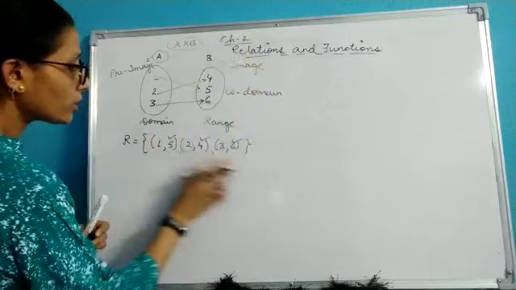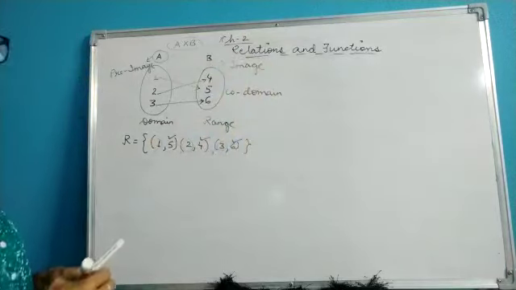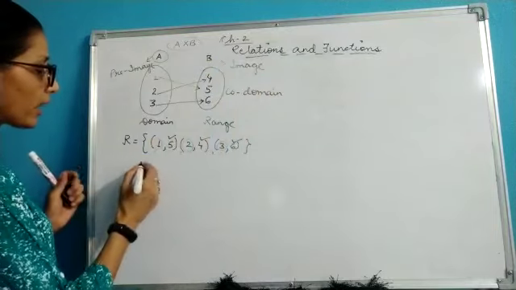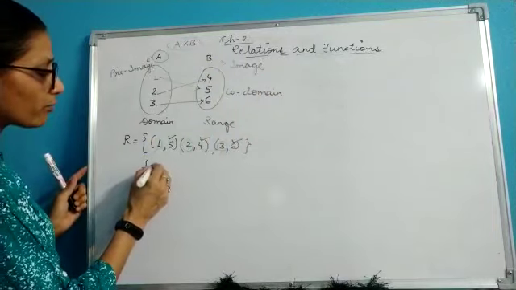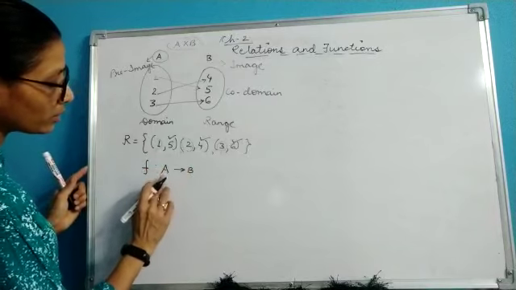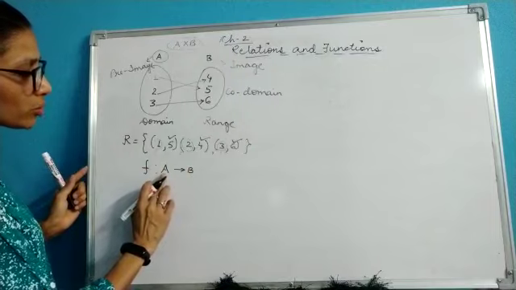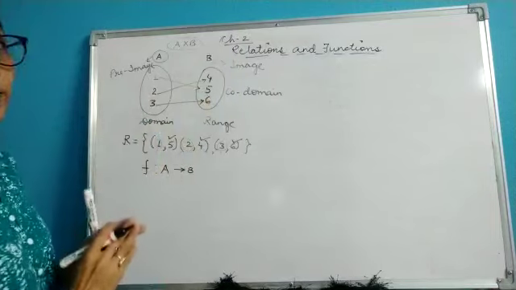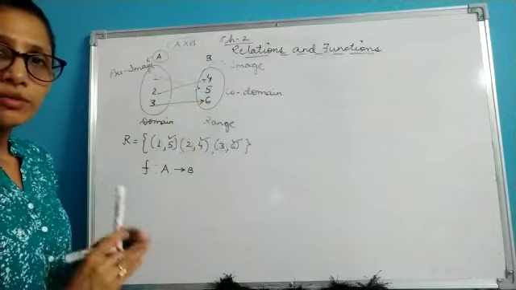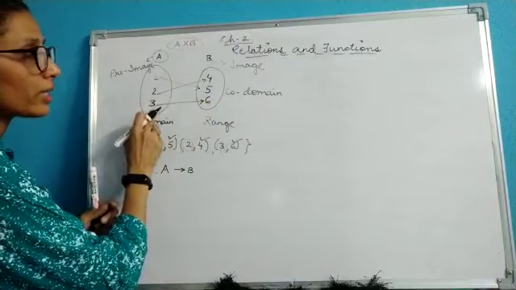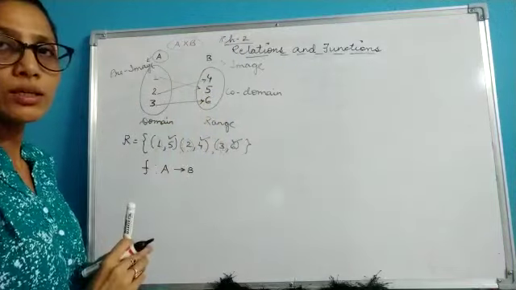Now this is the relation I have defined over here, and just now I told you function, and it is represented as function from A to B. That means I am relating the elements of A to the elements of B. This is how I have related. Now I have defined function that elements of A should have a unique image in B.